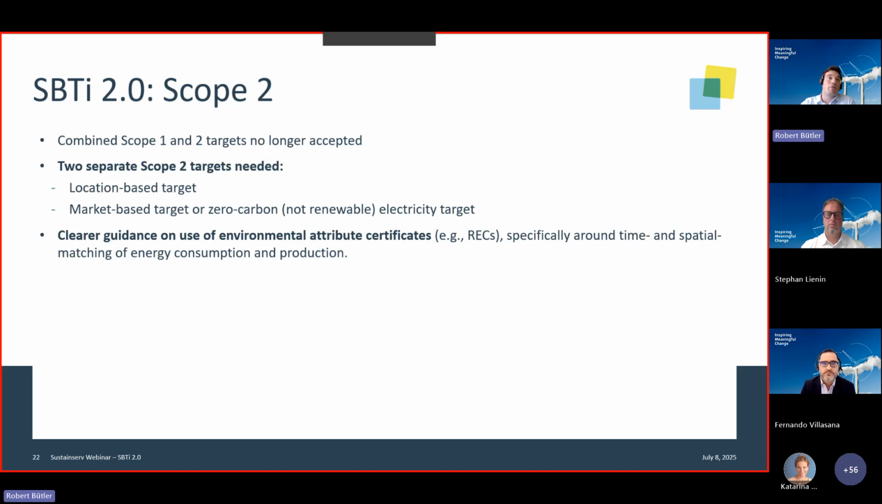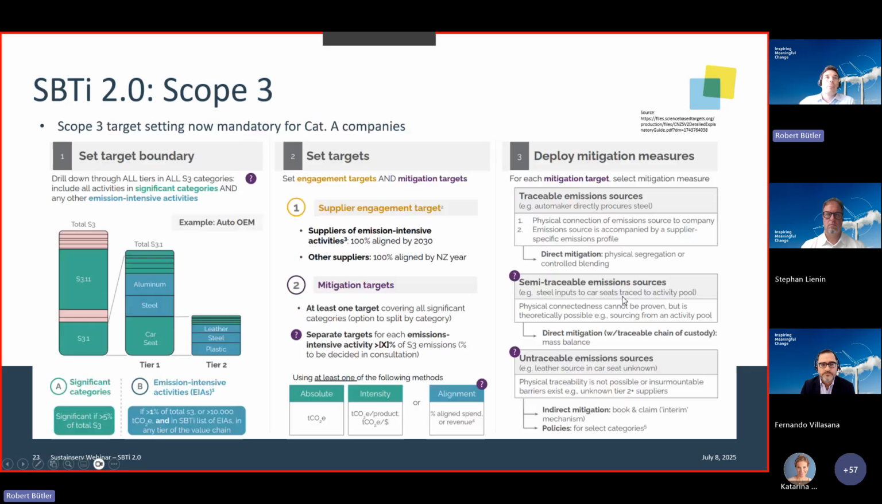Environmental attribute certificates, so carbon credits, energy and commodity certificates. At the moment, SBTi proposes that indirect sourcing from other grids is also okay. Nonetheless, they tend to move towards a time and spatial matching of both consumption and production.